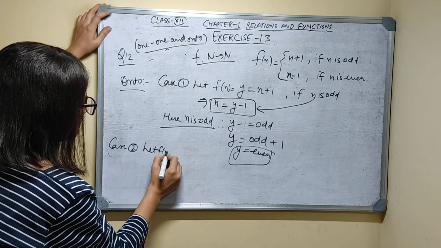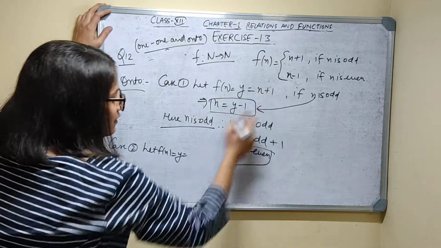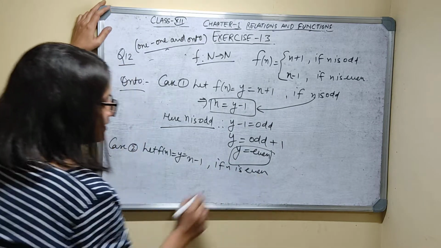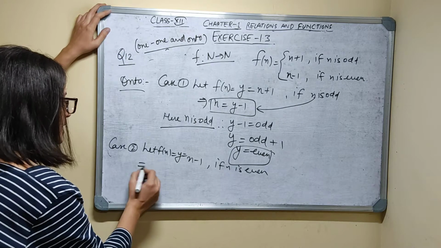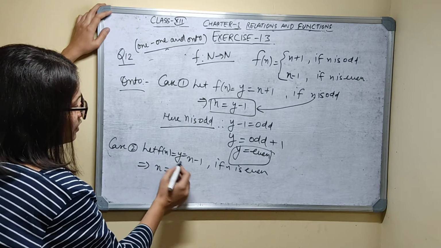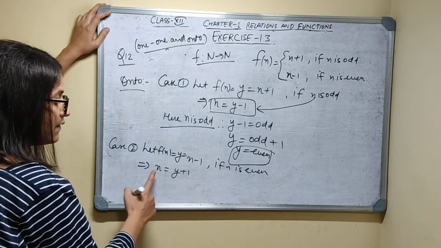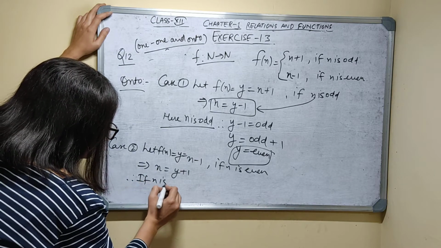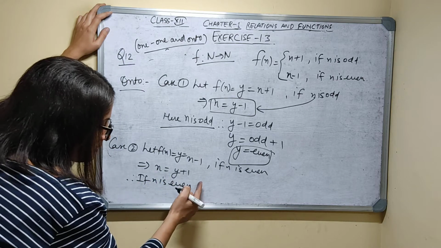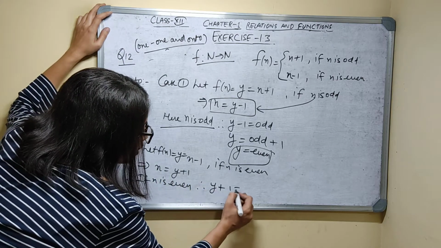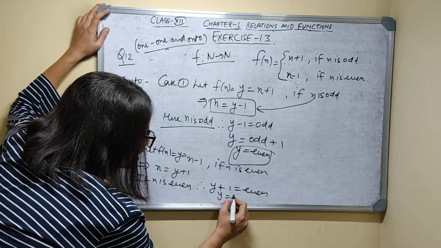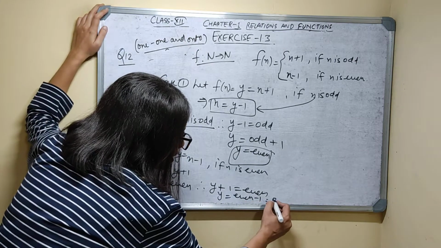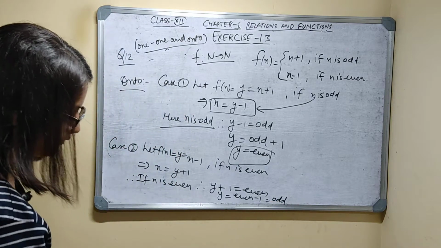Now case number 2. Let f of n be y, and y is equal to n minus 1 if n is even. You have to take this function also. If n is even, I can take n is equal to y plus 1. So y plus 1 is even, and y will be even minus 1. Even number minus 1, you always get an odd number. y will be odd.